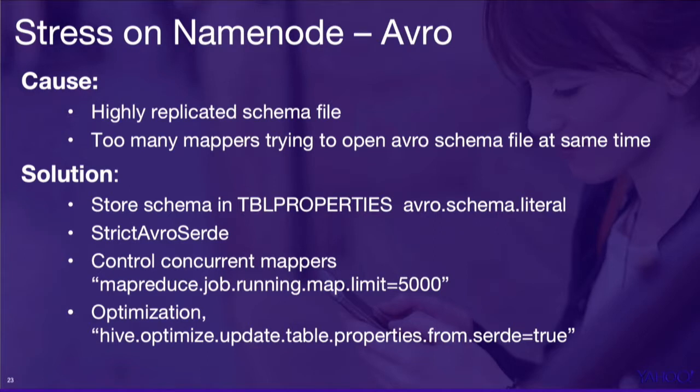The second option was to use the strict Avro SerDe, which was something that was developed at Yahoo, and it has since been deprecated even at Yahoo. But what it essentially did was, when you create a table, at the time of creation it would read the schema file, and it would materialize that schema into the HCat schema.